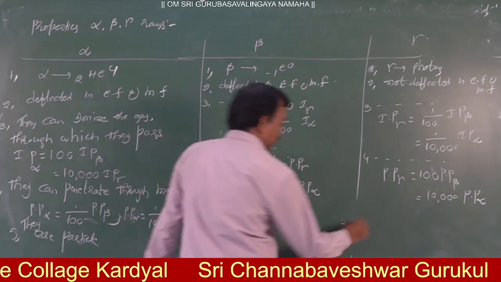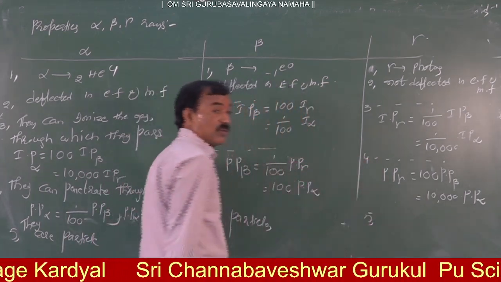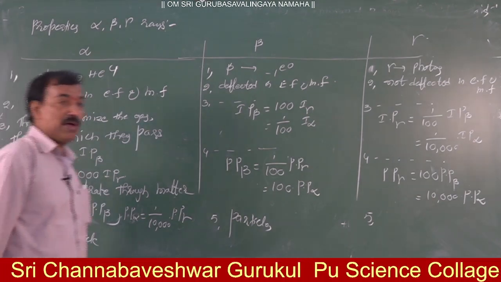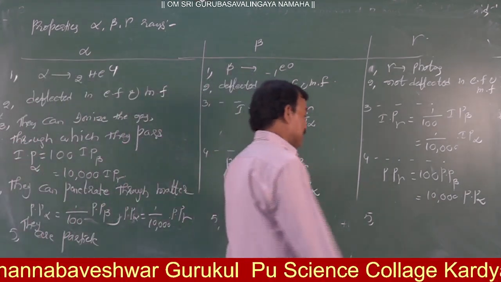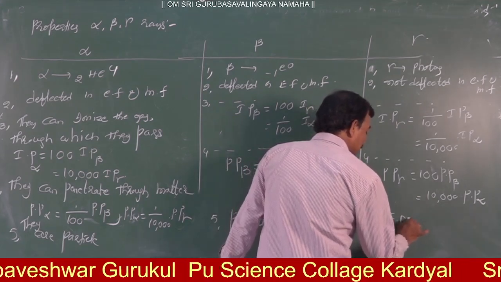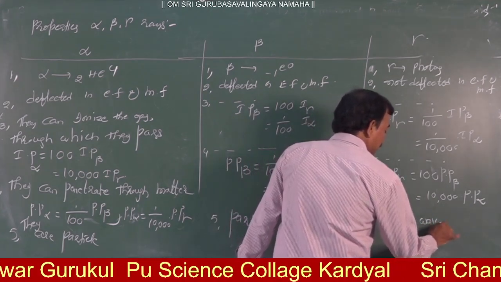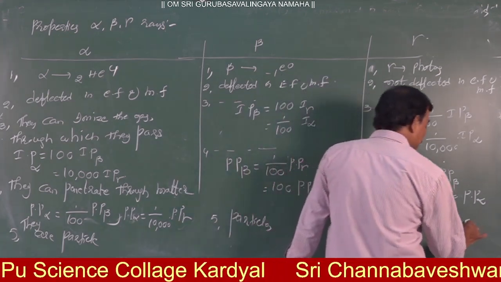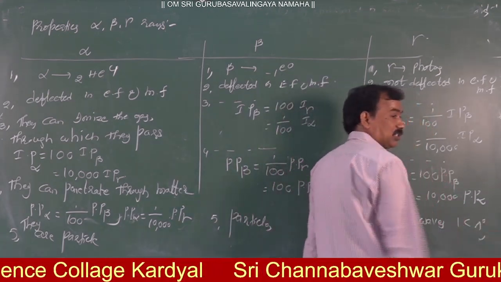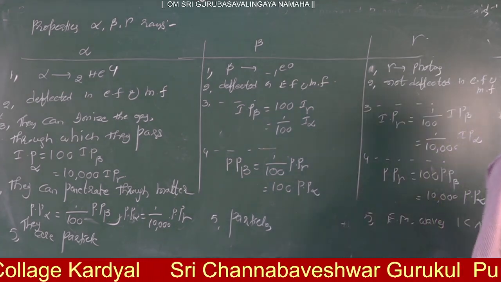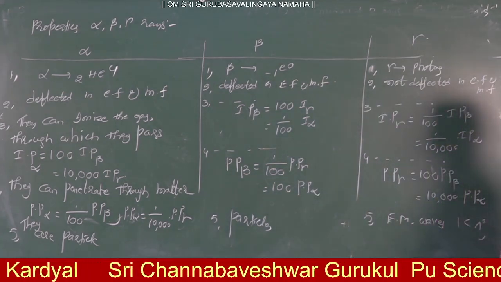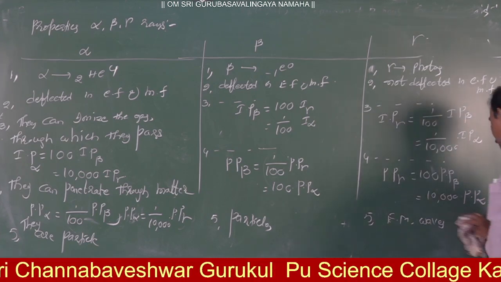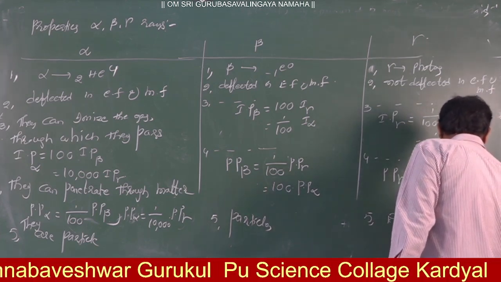Next, gamma is nothing but electromagnetic radiation, electromagnetic waves. The wavelength of these waves is less than 1 angstrom unit.